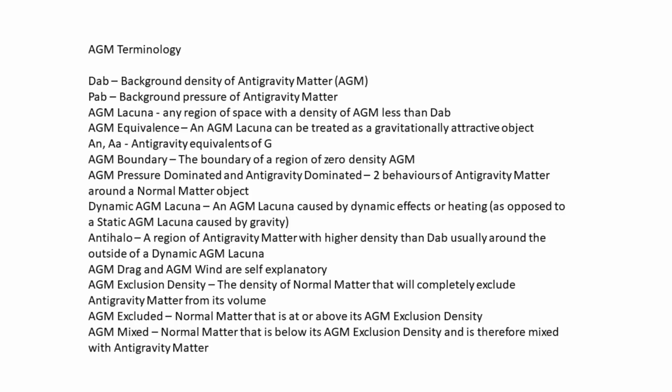We've added a few more terms to the terminology list. AGM drag and AGM wind are self-explanatory. The AGM exclusion density is the density of normal matter that will completely exclude anti-gravity matter from its volume. AGM excluded is normal matter that is at or above its AGM exclusion density, and AGM mixed is normal matter that is below its AGM exclusion density and is therefore mixed with anti-gravity matter.